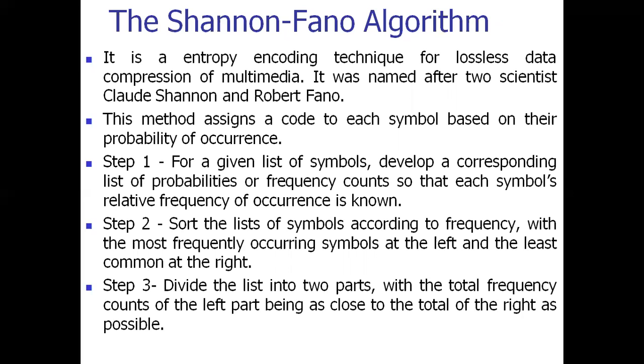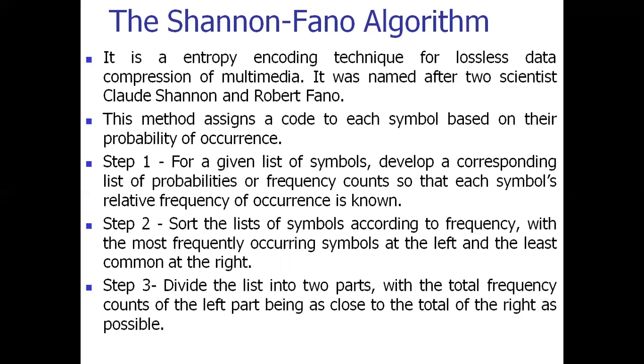That means whatever symbol we are taking, like A, B, C, whatever symbol we take, we give a probability of occurrence or the frequency of the symbol. We assign a table where we have the symbol and its probability or frequency. Now we sort the list of symbols according to frequency, with the most frequently occurring at the left and the least common at the right. This is how we divide the two.